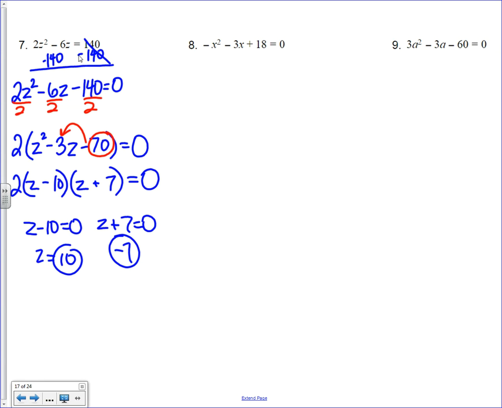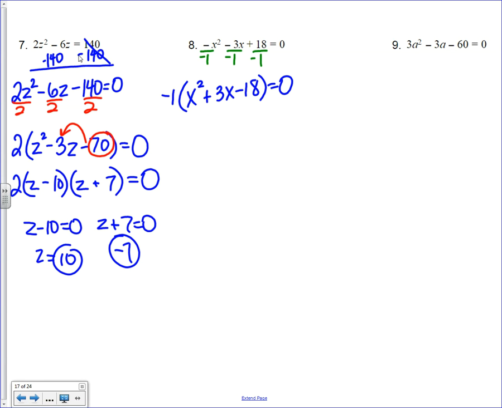Savannah, number 8. Good news, it's already set equal to 0. Bad news, everybody see how it starts with a negative? I don't like that. So let's make that our GCF, Savannah. Okay, yep, we're going to divide everything by -1. We're going to take that -1 to the front. Can you tell me what would be left, ma'am? Basically, when you take out a -1, folks, all of the symbols just make the opposite.